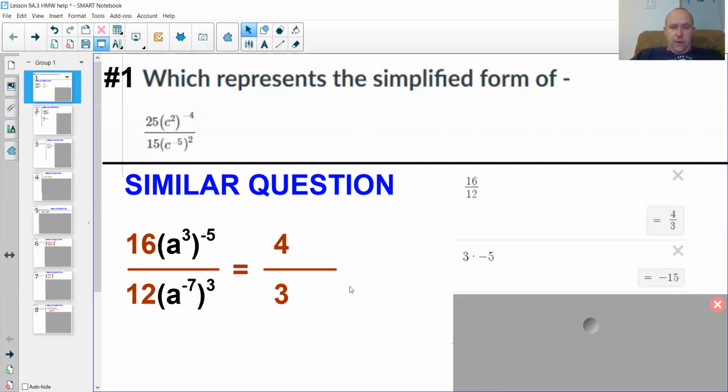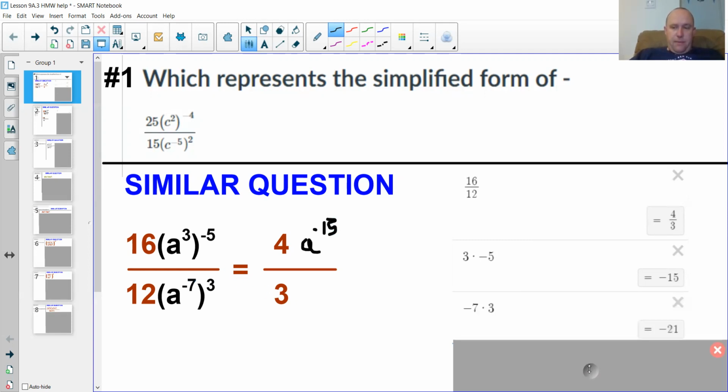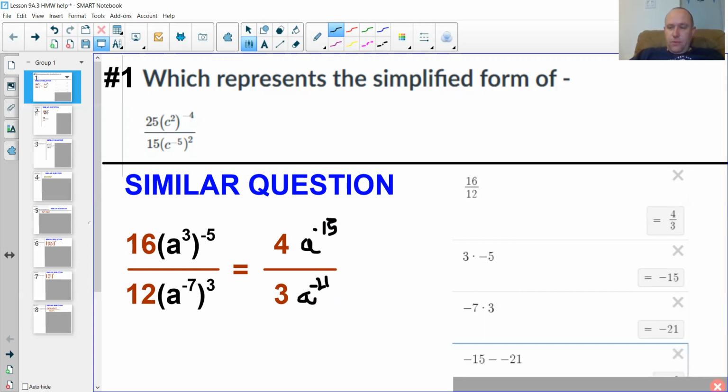So 3 times -5 is -15. So we got a to the power of -15. And then the same for this, -7 times 3 is -21. And then this is really where I want to make sure you are using your calculator. A lot of people guess on these. When we're dividing, when we subtract exponents, so -15 take away -21, oops, is +6.